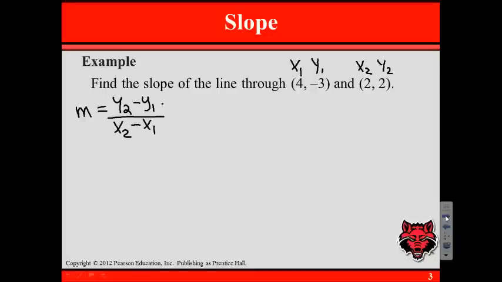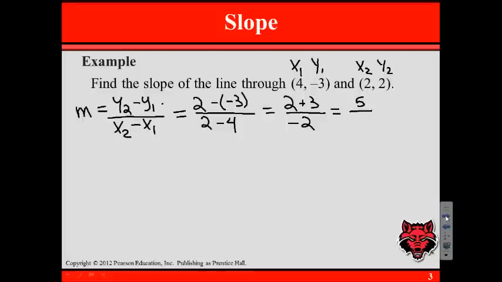Since we've already labeled our points, we simply substitute them into the formula. y2 was 2, so we have 2 minus -3 over 2 minus 4. Remember, when we subtract a negative, that's like adding a positive. So 2 minus -3 is 2 plus 3. 2 minus 4 would be -2. We continue to simplify. 2 plus 3 is 5. So we have 5 over -2, which is the same as -5/2.